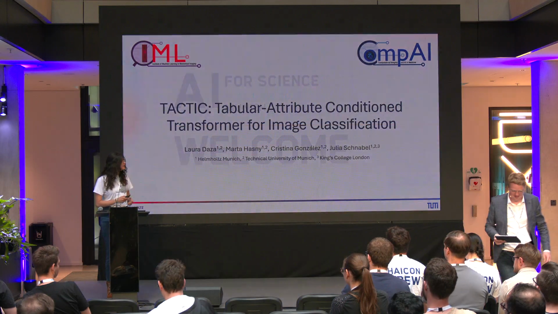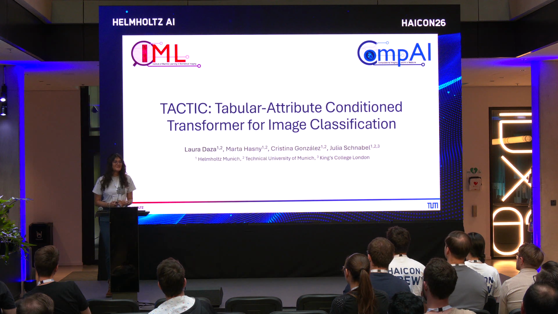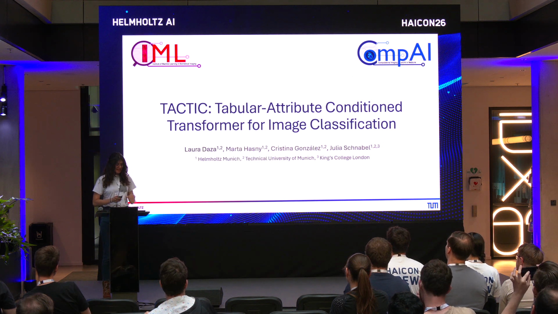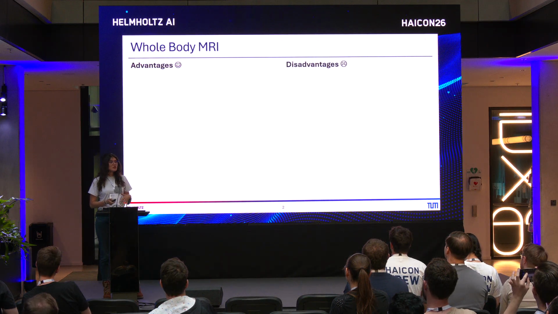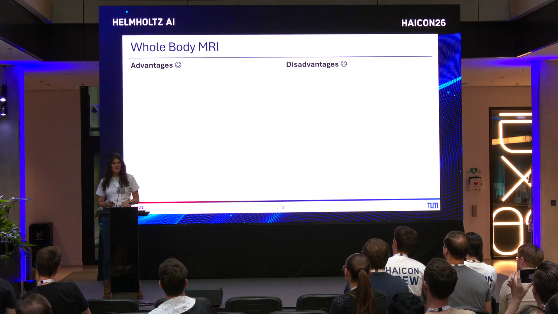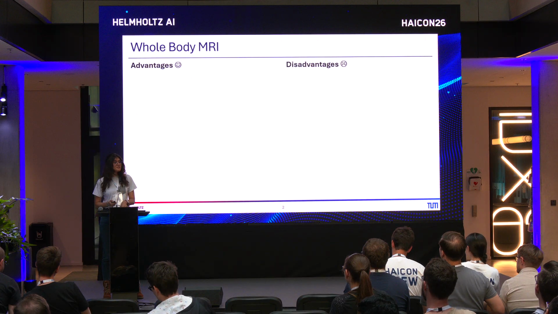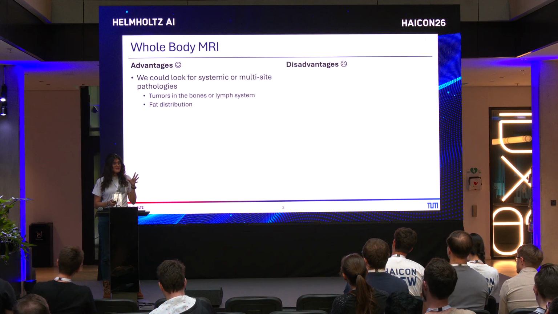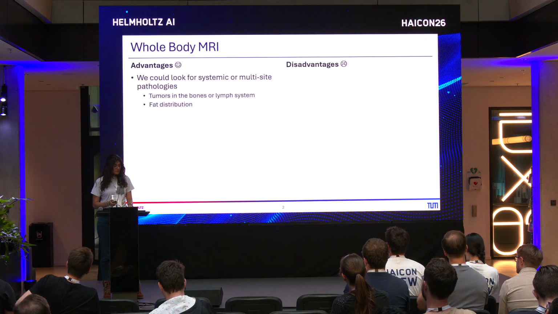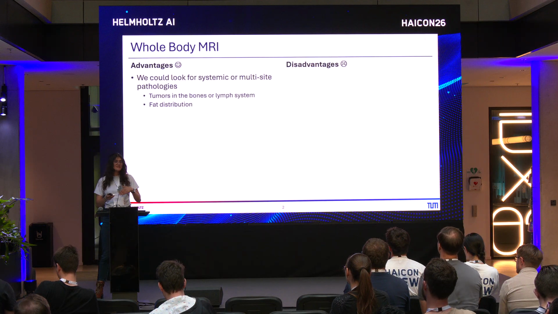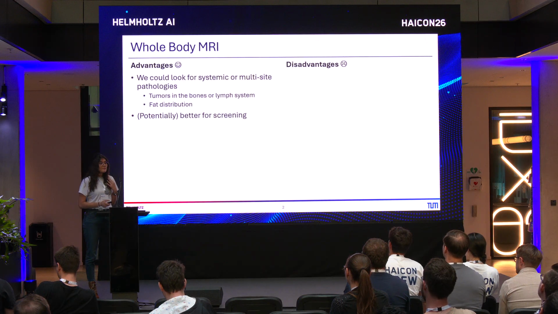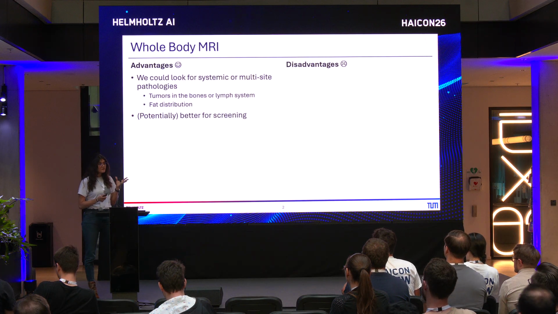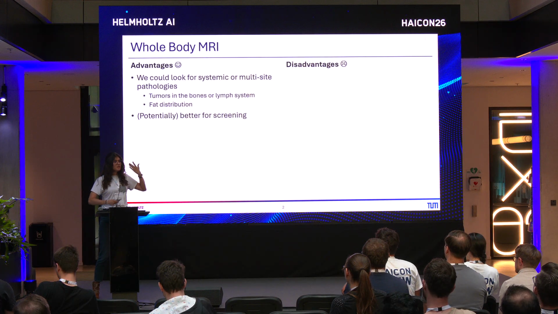Thank you very much. Hello, everyone. So today I'm going to talk about TACTiC. But before getting into the details, I want to first talk about these type of images, whole body MRIs, which are the images that we focus on, because they have several advantages. For example, you can look at systemic or multi-site pathologies at the same time in these type of images, which makes them potentially better for screening because we can see pretty much the entire body at the same time.